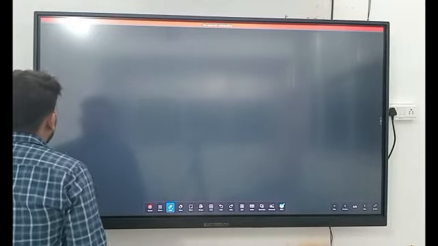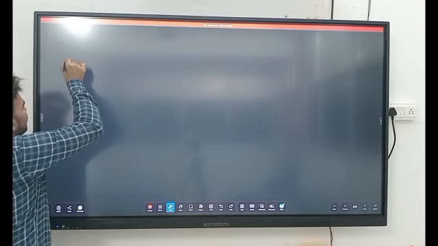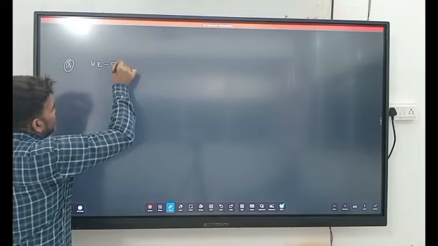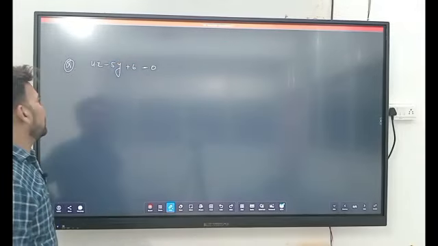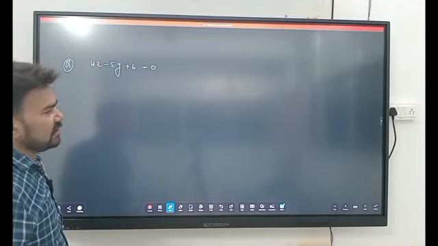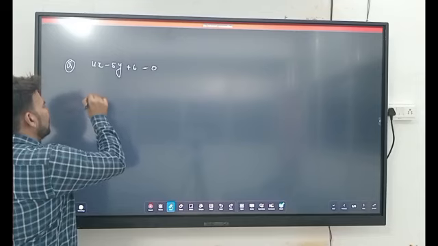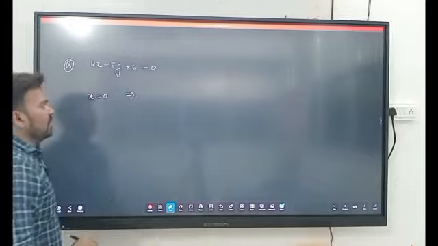Next, let us suppose a straight line 4x minus 5y plus 6 is equal to 0. How will I draw the graph of this line? Check it properly. I will do the same thing once again: I put the value of x as 0, so we get the value of y.